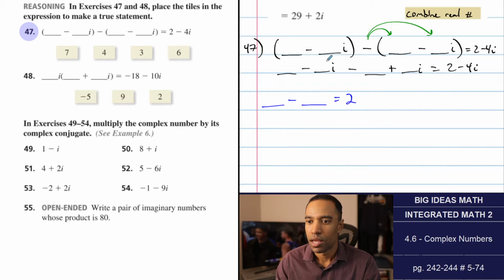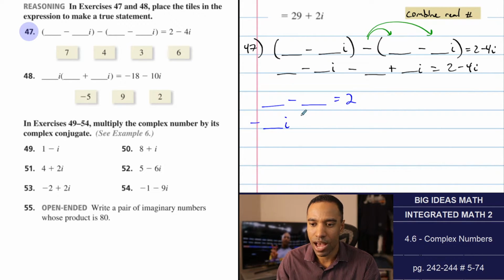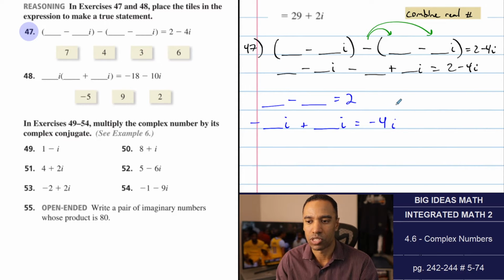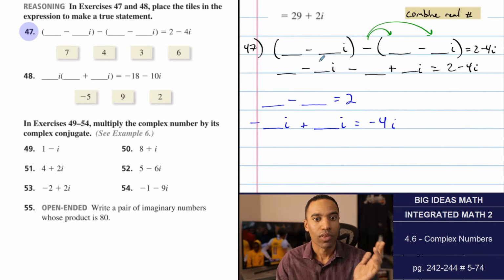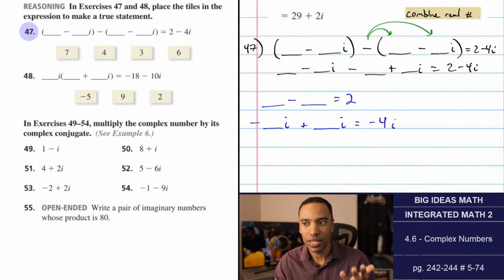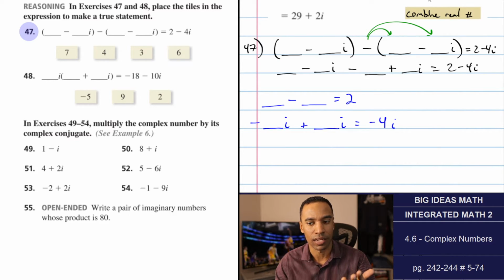And then this negative I plus this I needs to equal negative 4i, which means negative something plus something needs to equal negative 4 among these numbers. So that's kind of my cleanup version. I'm sure you guessed and checked and got this answer much faster than I did by doing that.